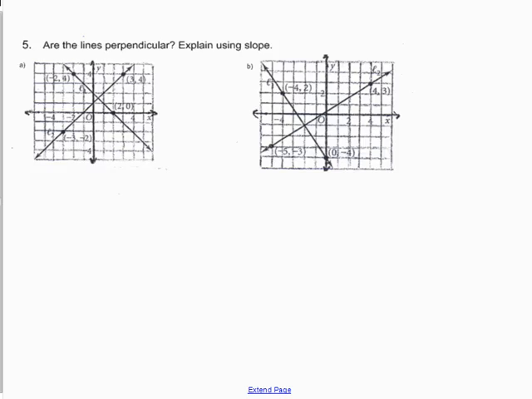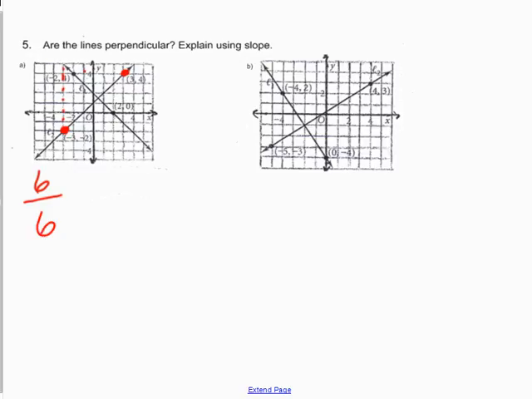Okay, now we want to figure out if these lines are perpendicular using slope. So I'm going to count this line first and write down the slope. I'm going to go up 1, 2, 3, 4, 5, 6, and to the right, 1, 2, 3, 4, 5, 6.